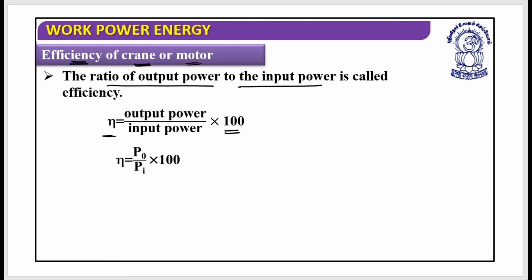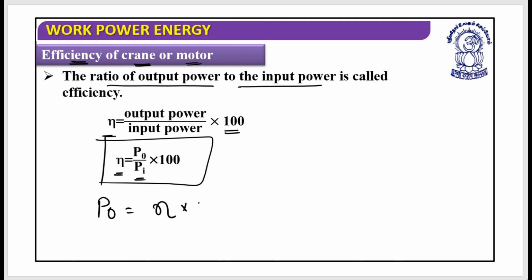That's why we multiply it by 100. So efficiency can be written as output power divided by input power multiplied by 100. Somewhere it may be asked that if efficiency and input power are given, you have to find the output power. That can be easily calculated with normal mathematics: efficiency multiplied by input power divided by 100.